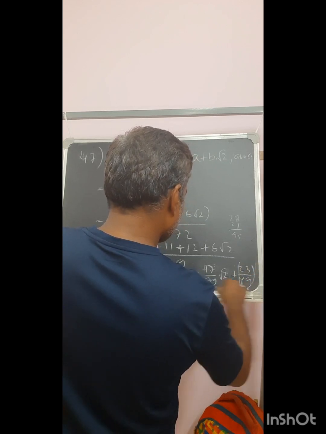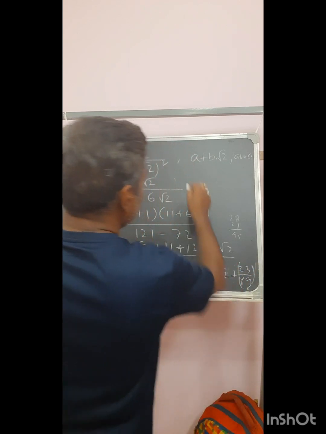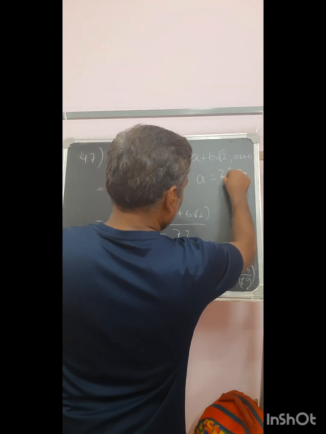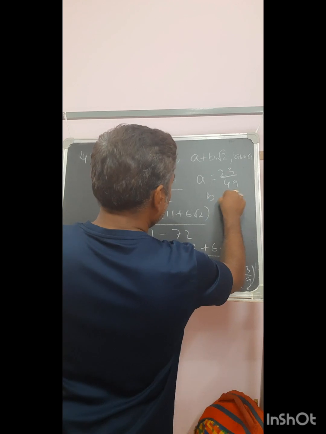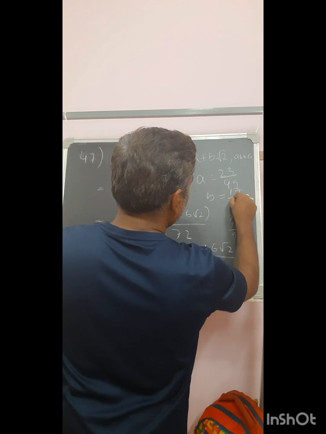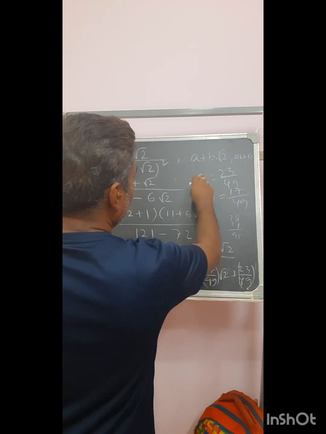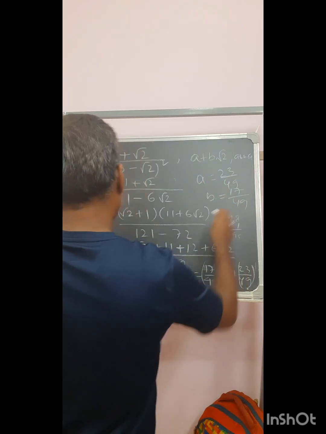So you can see these fractions are also rational numbers. So you can write a as 23 upon 49 and b as 17 upon 49. Okay, so you can write it in the form of a plus b root 2, where a is equal to this and b is equal to this.